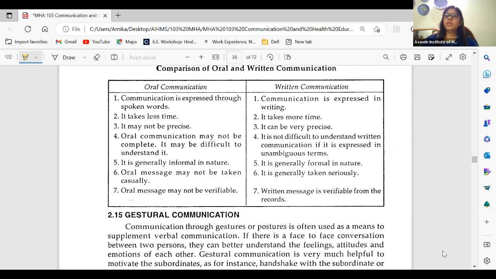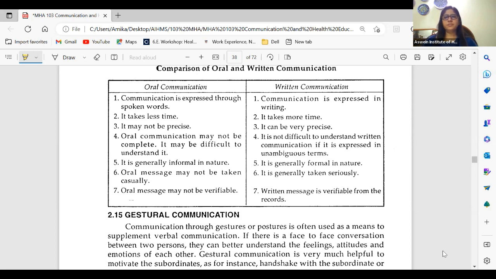Oral communication is sometimes not closed loop, and one information can be passed on to another person. There are chances of distortion in oral, whereas in written, there are fewer chances of distortion of information from one person to another. Oral is mostly informal. When we talk about formal, then written information is passed on.